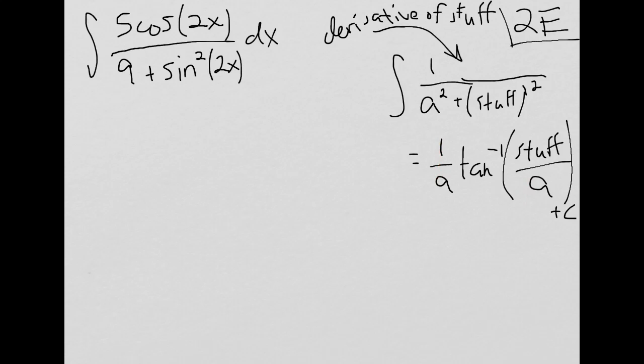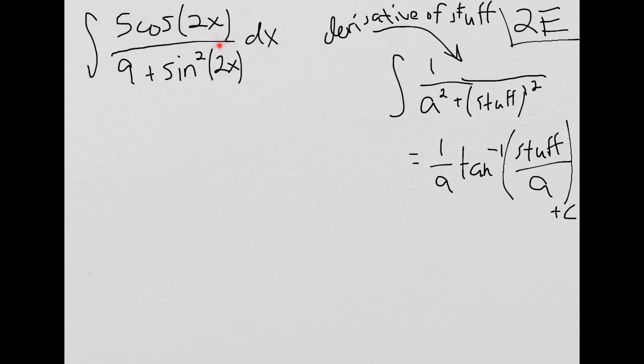So notice my stuff is sine of 2x because it says stuff squared. That's sine of 2x squared. And then if stuff is sine, the derivative of sine is cosine, right? So the derivative of stuff needs to be in the top, just like a lot of the other ones that we've done so far, like the derivative of x squared was 2x, and that showed up in the top.